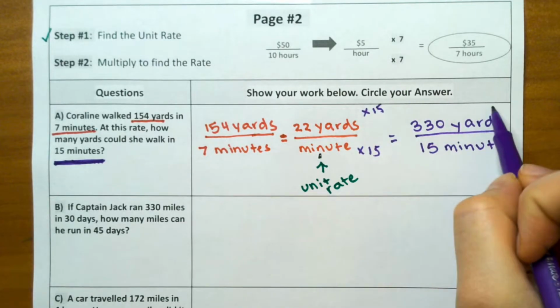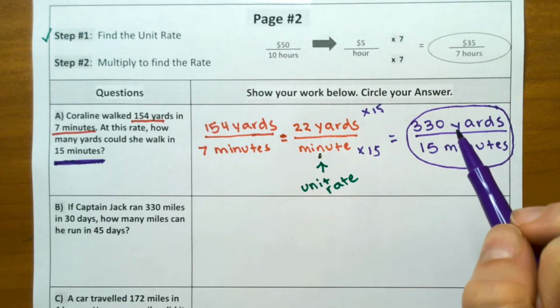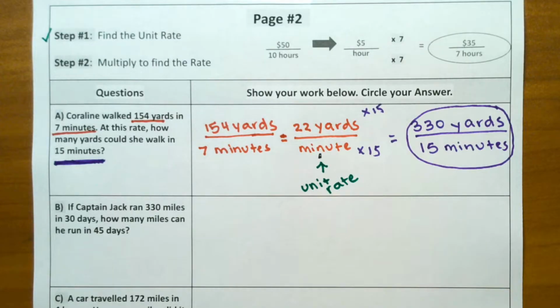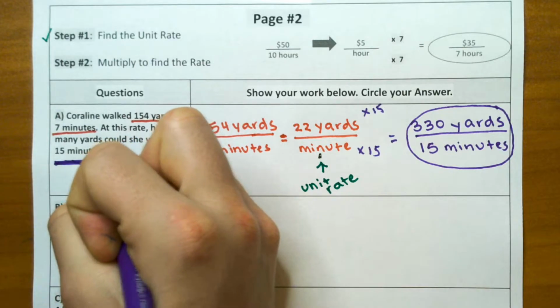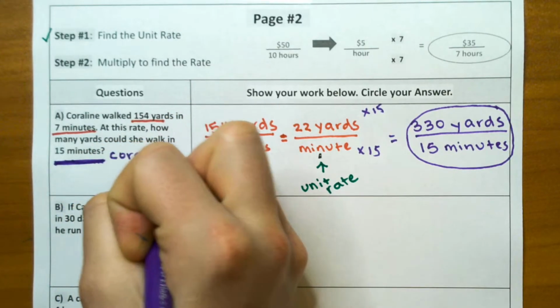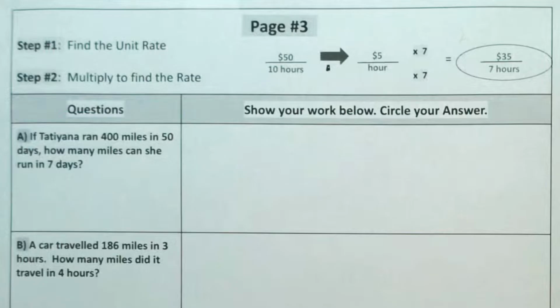And it says circle your answer. So make sure to circle your answer. And then we can write a sentence if you want. We can say, Corlin can walk 330 yards in 15 minutes. Go ahead and complete the rest of page number 2. Come back when you're ready for page number 3.